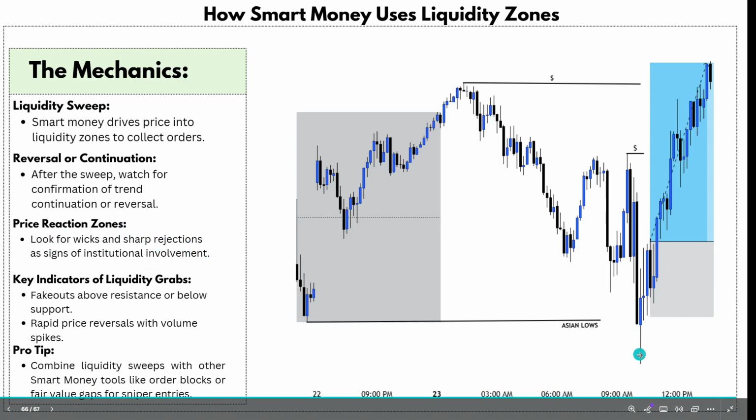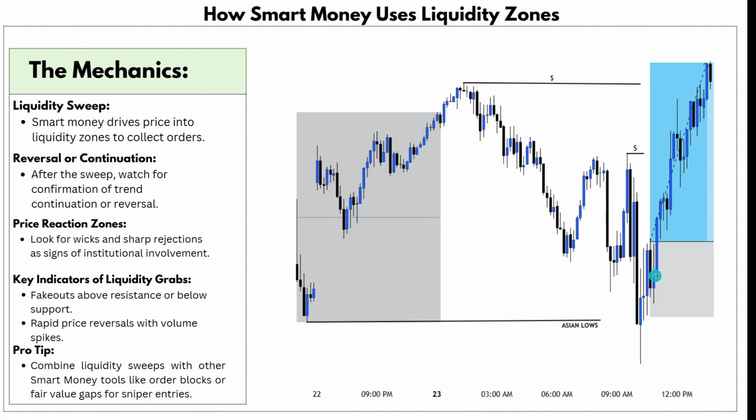As you can see, after price gives us this strong liquidity sweep, this is when the institutions step in. That's when we have to position ourselves on the lower time frames to catch our trade and then attack opposing sides of liquidity, these old swing highs. Some key indicators of liquidity grabs are fake outs above resistance or below support zones and rapid price reversals with volume spikes. And a pro tip I can leave you with is to combine liquidity sweeps with other smart money concept tools like order blocks and fair value gaps for sniper entries.